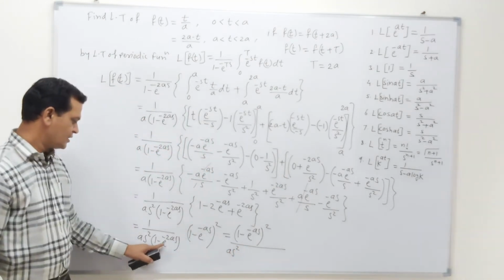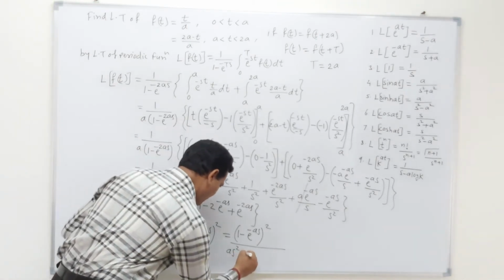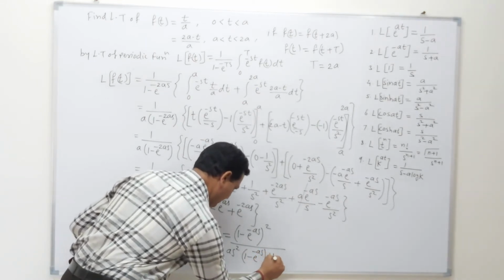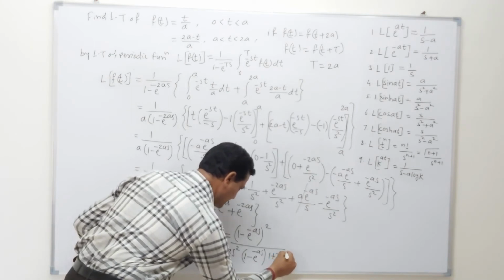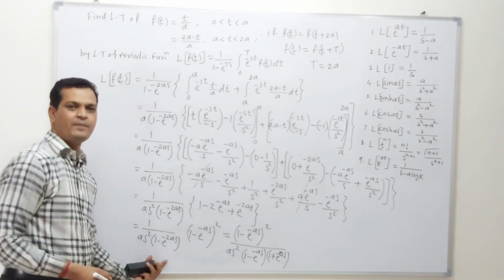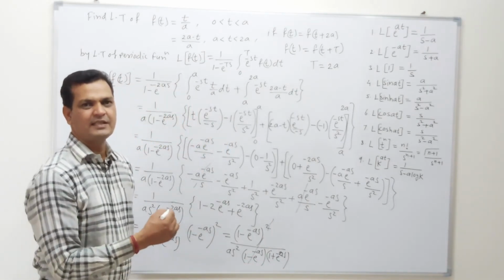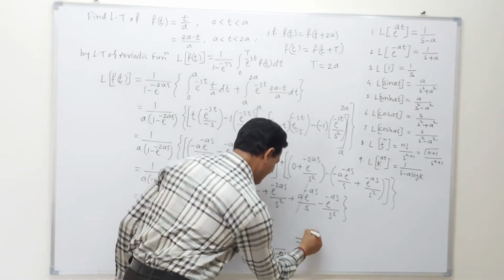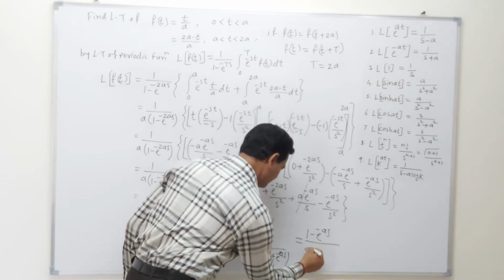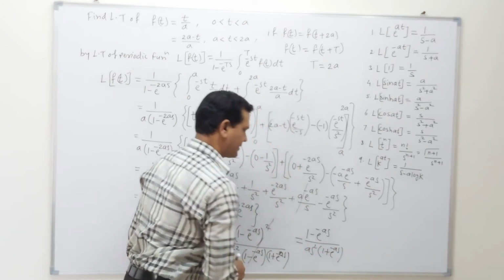So this is 1 minus e raised to minus 2as. We can readjust this minus 2as term as 1 minus e raised to minus as and 1 plus e raised to minus as, so that after taking the product of these two terms, we get the original term as it is. Then it is possible for me to cancel the 1 minus e raised to minus as term, so that the final answer is 1 minus e raised to minus as upon s square (1 plus e raised to minus as). So this is the answer.